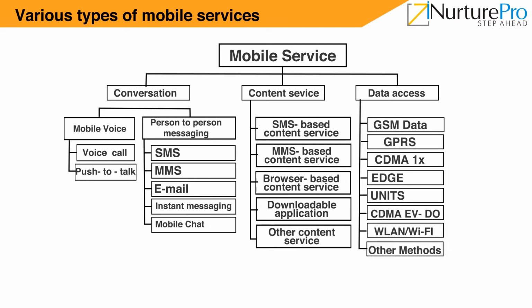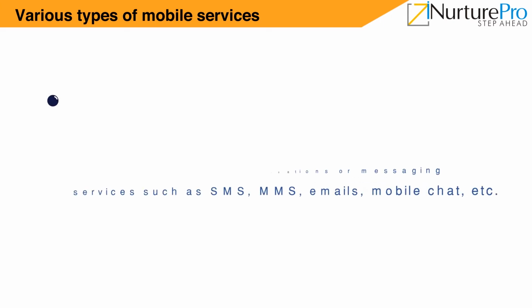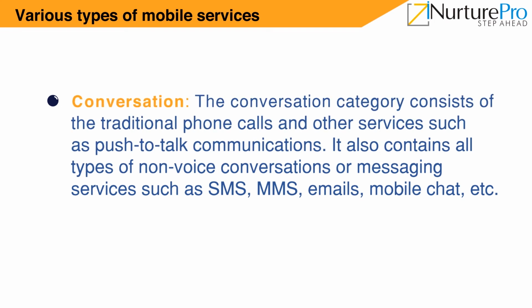As seen in the image on the slide, John Wilson provides the 3 categories of mobile services on the basis of the use of mobile services. First, conversation. The conversation category consists of all the traditional phone calls and other services such as push-to-talk communication. It also contains all types of non-voice conversation such as messaging, such as SMS, MMS, emails, mobile chats, etc.